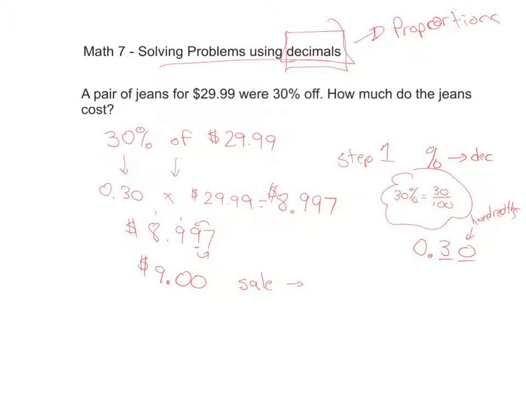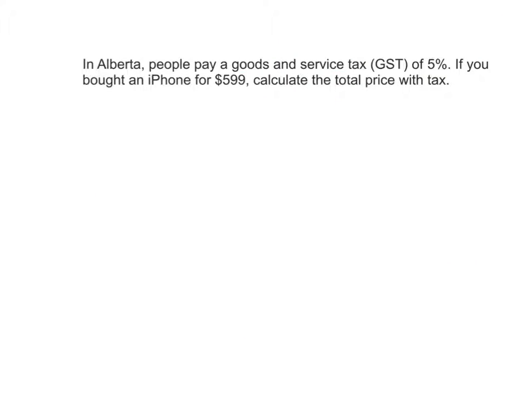So what's the total price? Well, the total price is $29.99 minus $9. So if I quick do that, I think this one's pretty nice. $20.99 is how much you're going to have to pay for this pair of jeans. So you can see this is good stuff to know, because if you go shopping, you will now know how to calculate your discounts if things are on sale. Let's go look at another one.